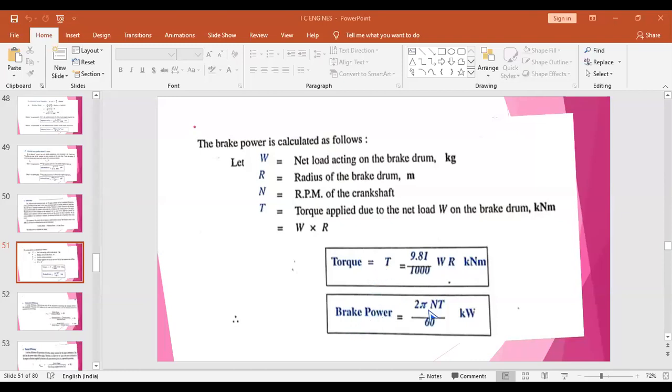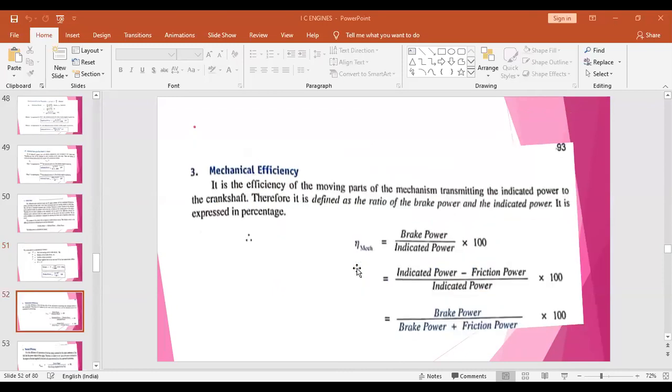And brake power can be calculated. You have the torque T, substitute here. N is the RPM of the crankshaft. That's in kilowatts. You can calculate the brake power by using the relation. Before calculating brake power, calculate the torque. All of you understand while solving this problem.